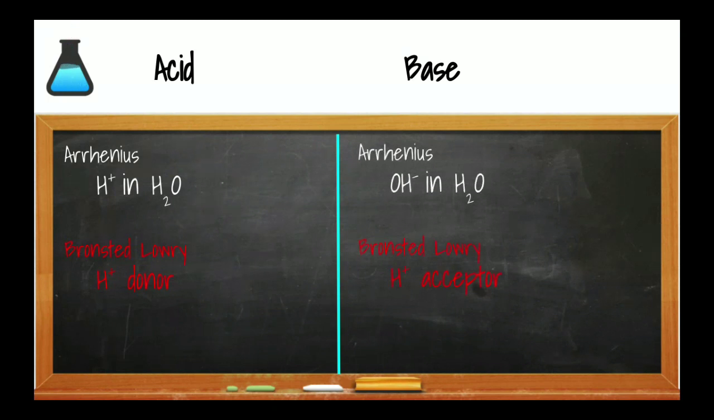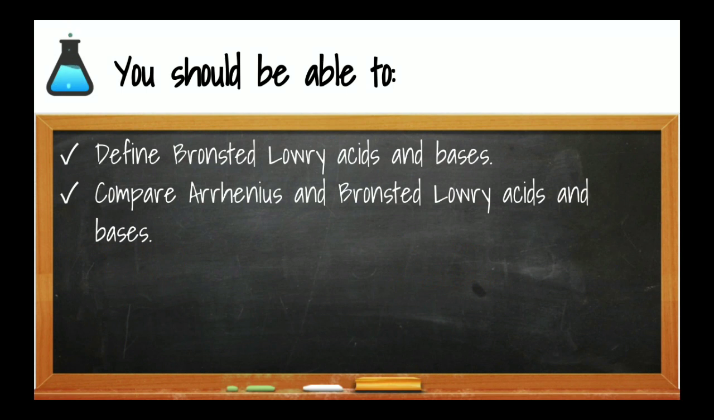So remember, the big difference is an alternate acid and base are all related to just the hydrogen. And the biggest difference is the Arrhenius base has to have hydroxide, but the alternate base just has to be a hydrogen acceptor. So by now you should be able to define alternate acids and bases and compare Arrhenius and alternate acids and bases.